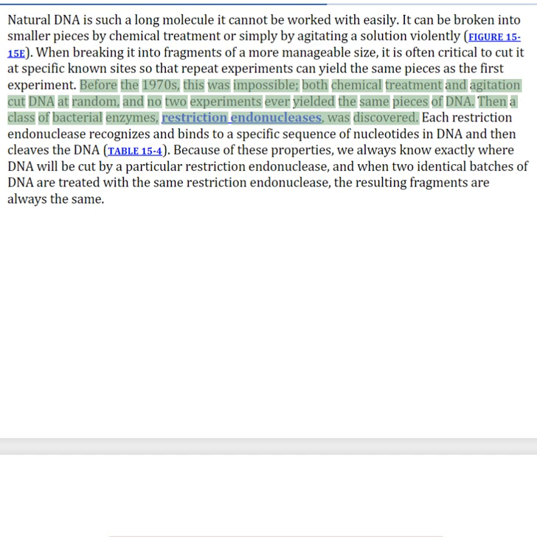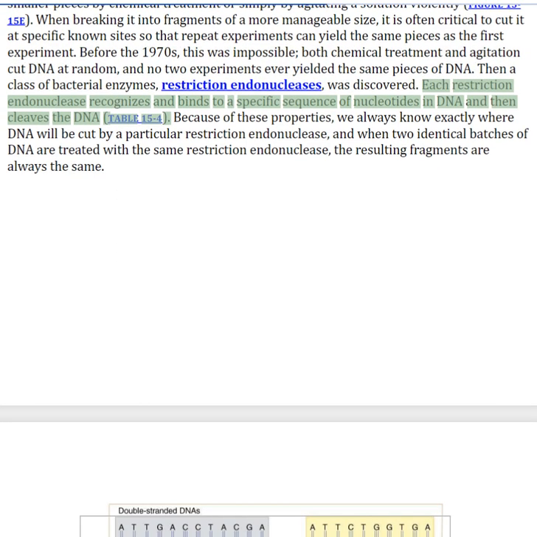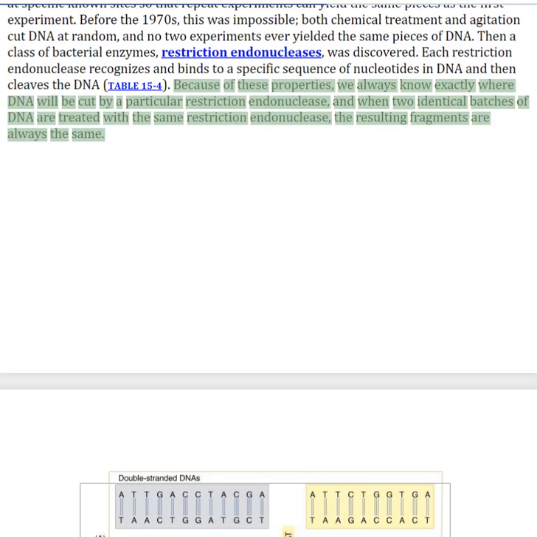Then a class of bacterial enzymes, restriction endonucleases, was discovered. Each restriction endonuclease recognizes and binds to a specific sequence of nucleotides in DNA and then cleaves the DNA. Because of these properties, we always know exactly where DNA will be cut by a particular restriction endonuclease, and when two identical batches of DNA are treated with the same restriction endonuclease, the resulting fragments are always the same.